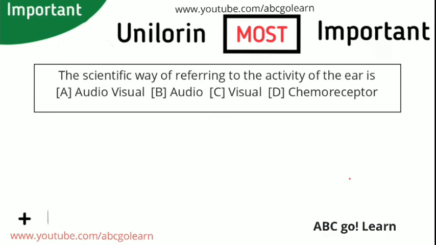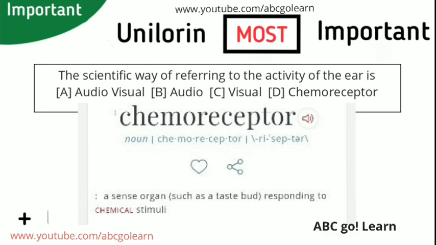Audio, what you can hear. Visual, what you can see. And while you are talking about chemoreceptor, it is a sense organ such as a taste bud responding to chemical stimuli. So looking at this question, you see that our answer is B. Audio. But I would like you to know the rest. That's why I have taken my time to define the rest so that you get the best.